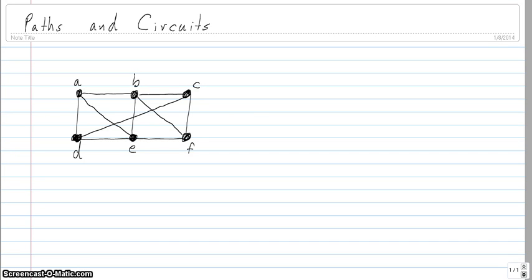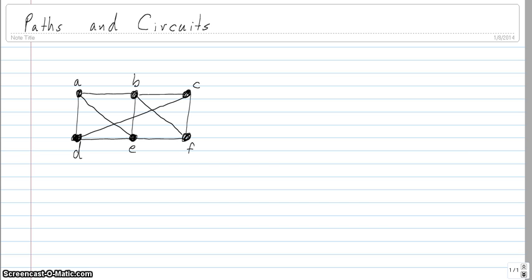Okay, so in this video we're going to look at the ideas of paths and circuits in graph theory, and one thing to keep in mind is these terms are not very universal. For whatever reason, the definitions, the terms used in the definitions in graph theory tend to vary from textbook to textbook and instructor to instructor.